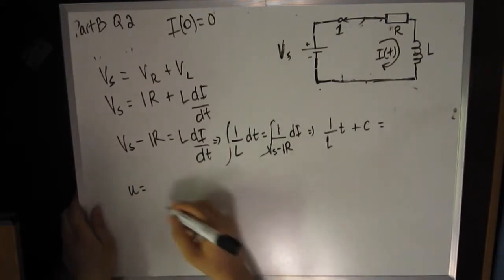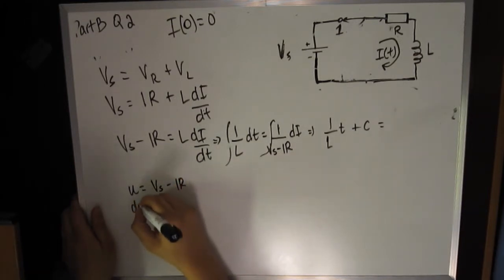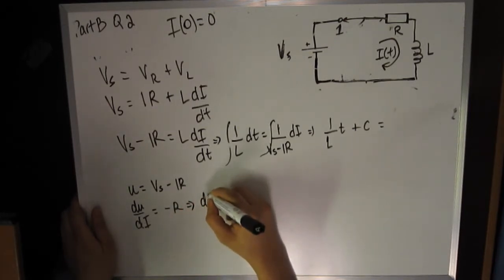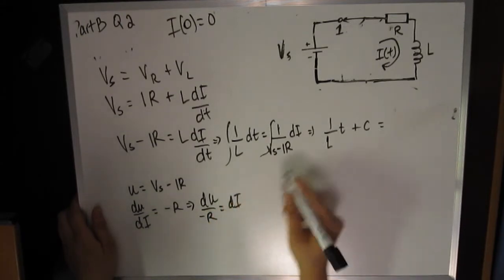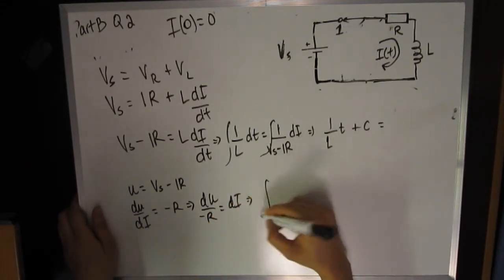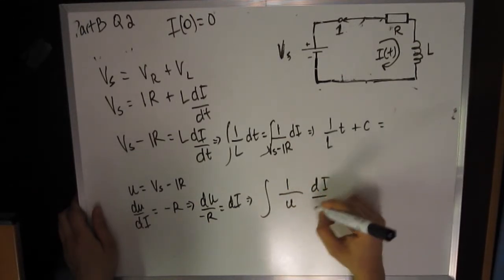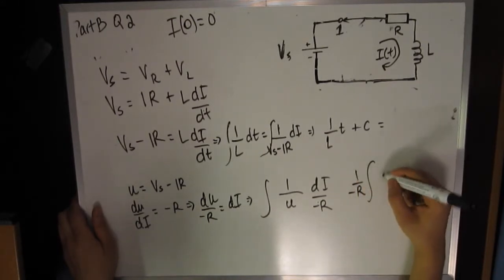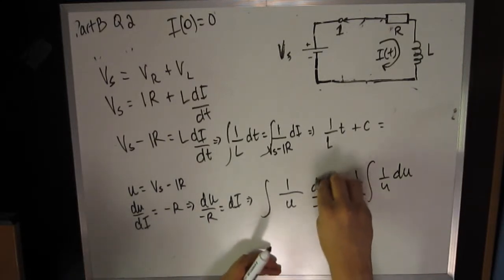So let's take u equal to Vs minus IR, and du by di is going to be minus R. So du over minus R is going to be your di, and we can just go ahead and substitute that into that equation. So you have 1 over u times di over negative R. Take the negative R outside, so you have something like 1 over u du. Oh, sorry, this is a du.